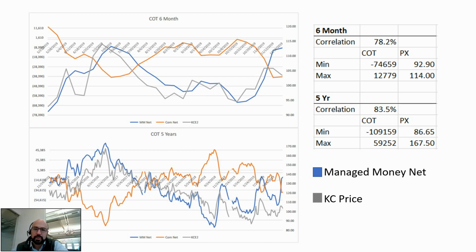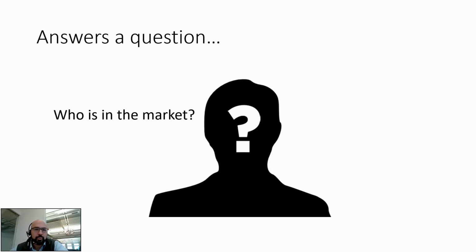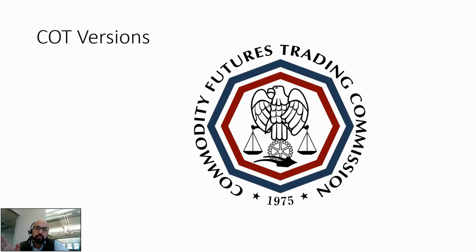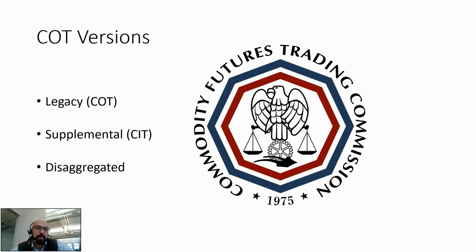Over the next few minutes, I'll provide a brief introduction to what the COT is, and then offer some insights into how to interpret the data. So what is the COT report? Simply put, the COT report answers an important question. Who is in the market? There are three primary versions of the COT: the legacy, supplemental, and disaggregated. Each of these attempts to answer this question in slightly different ways.